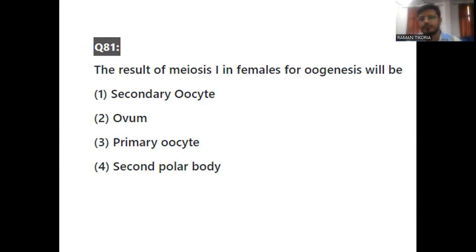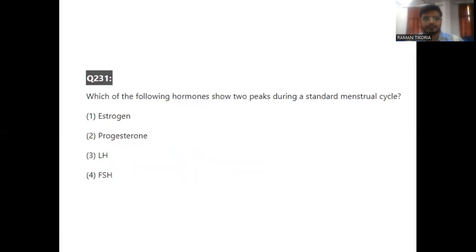Now there are some MCQ questions related to oogenesis. Question number 1. What is the result of meiosis 1 in female oogenesis? Primary oocyte is the right answer. Which of the following hormones shows two peaks during a standard menstrual cycle? The answer is estrogen: one before the ovulatory phase and one after the ovulatory phase.